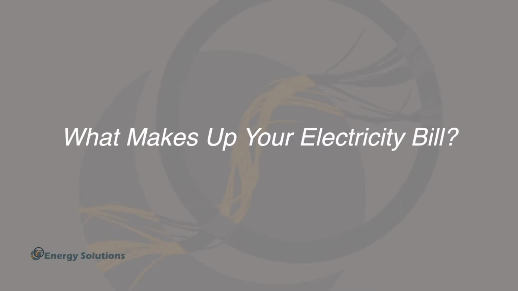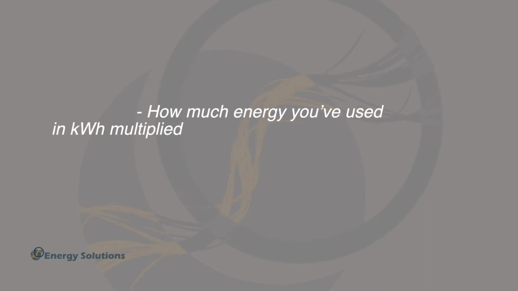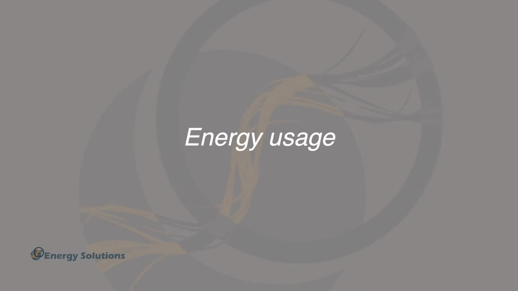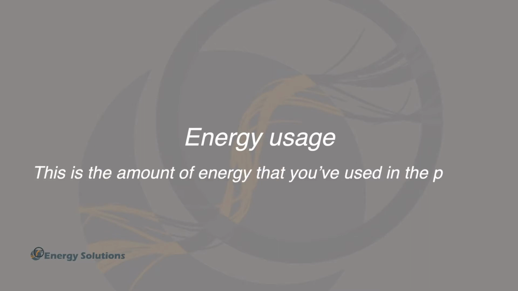What you pay for your energy at the end of each month or quarter is calculated using the following elements: how much energy you've used in kilowatts multiplied by the cost of electricity on your tariff, any standing charges, CCL, VAT, or discounts. Energy usage. This is the amount of energy that you've used in the period. Most commercial suppliers bill on a monthly basis, although smaller sites may be billed quarterly. The calculator below will help you work this out. See our website for more.